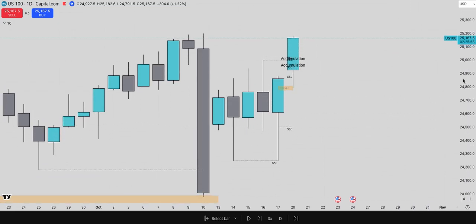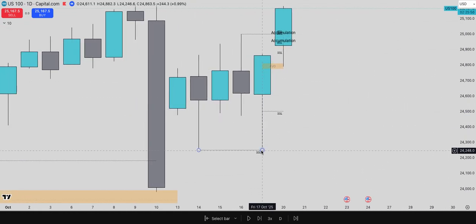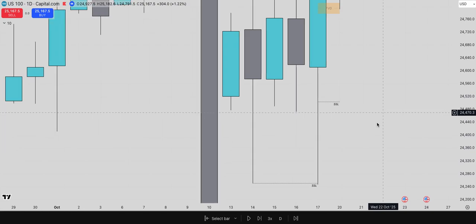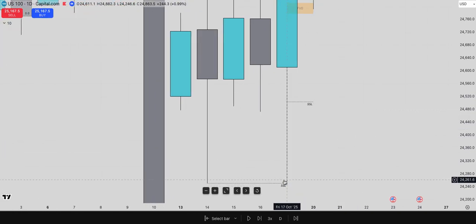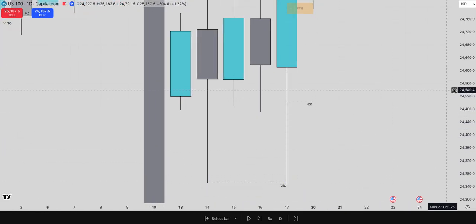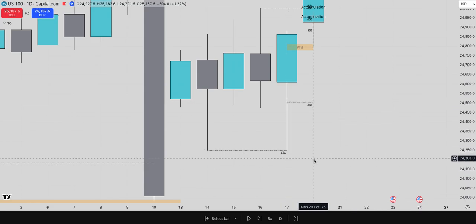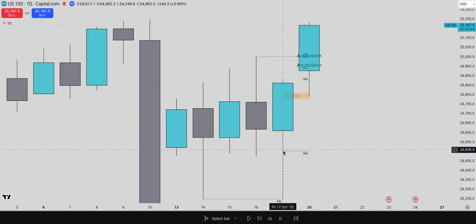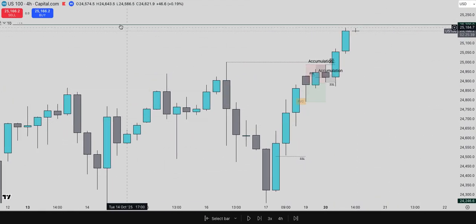Now, when I go to the daily, I want to understand this. My interpretation of this low, to be honest, is more like a double bottom to me. It did sweep, but barely sweep it. So anyways, we opened up on Sunday.